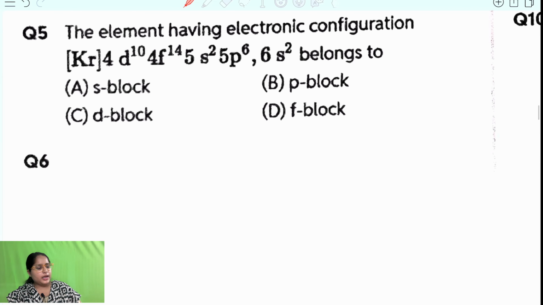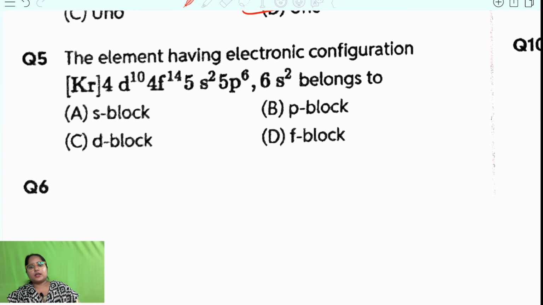The element having electronic configuration, again they are asking the block. The first time we solved it by adding the atomic numbers. This time let us arrange it and then solve it. So let us take n plus l. For s, p, d the l values are 0, 1, 2. So 4 plus 2 will come here, here 4 plus 3, here 5 plus 0, here 5 plus 1, here 6 plus 0.